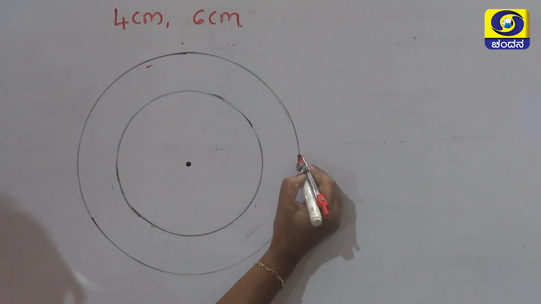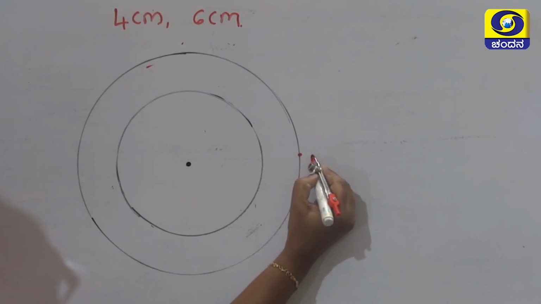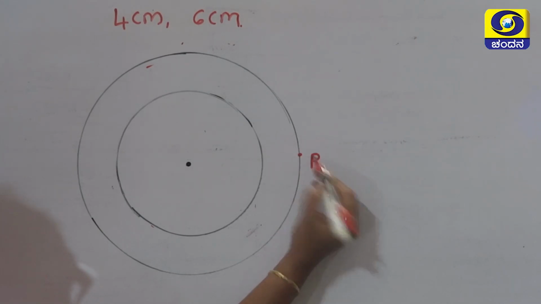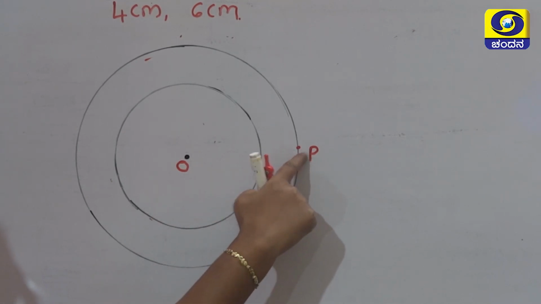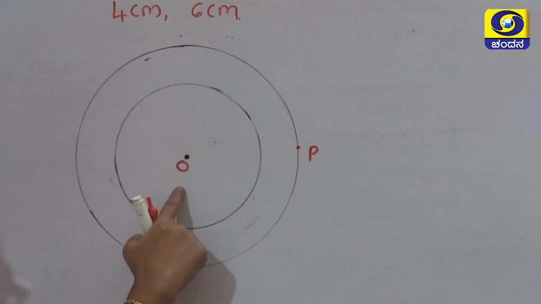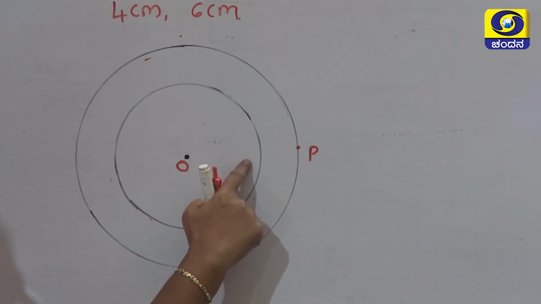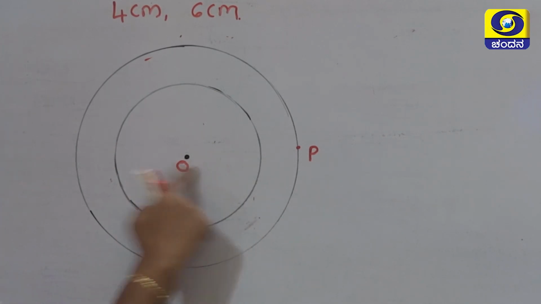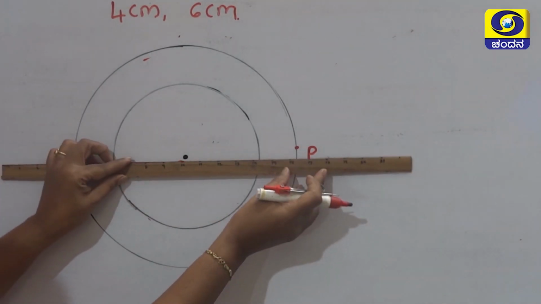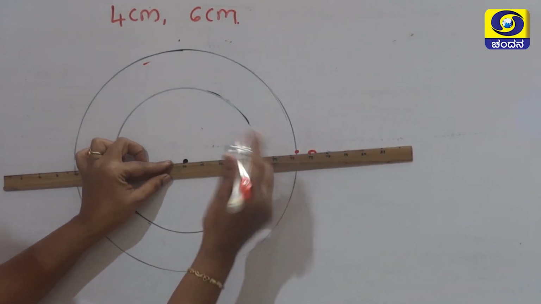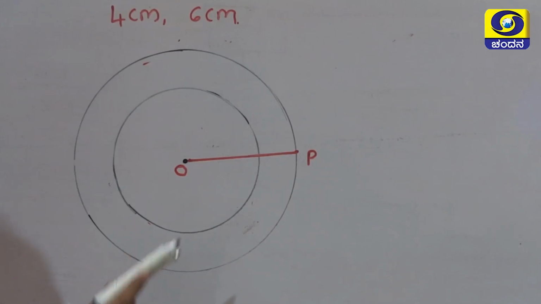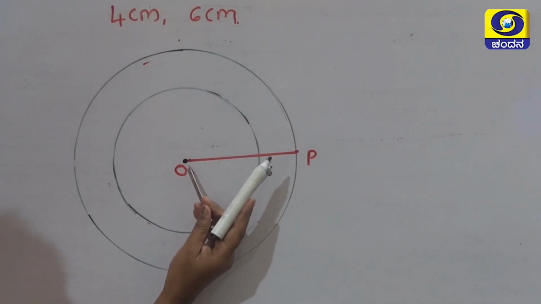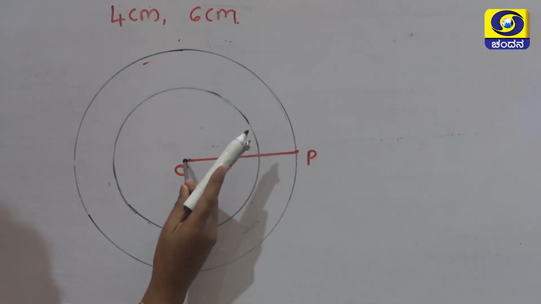For that, let me mark a point here. Let us call this point P. Now we have to draw tangents from point P to the circle of radius 4 cm having center O. For this, let me join the center to this point P. We have to find the midpoint of this line segment OP.